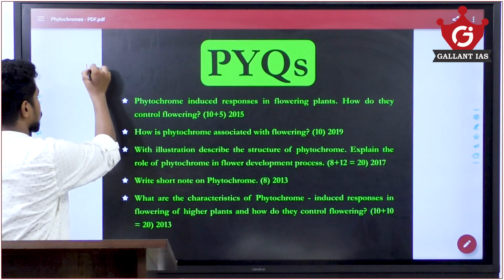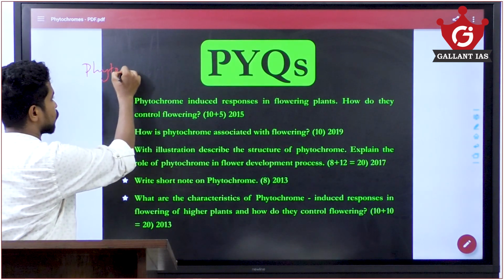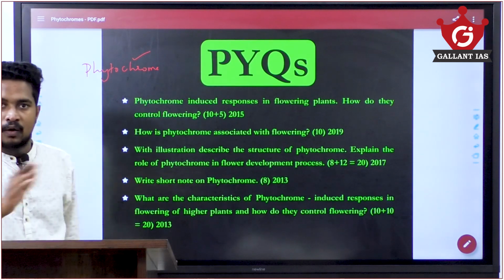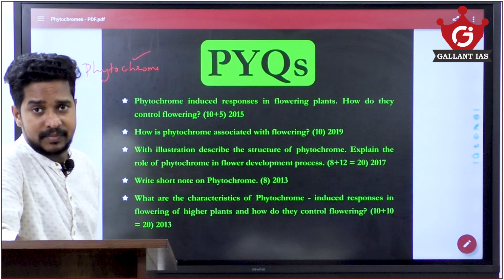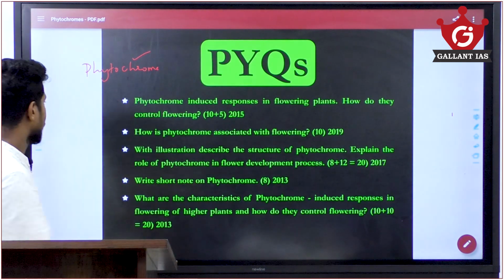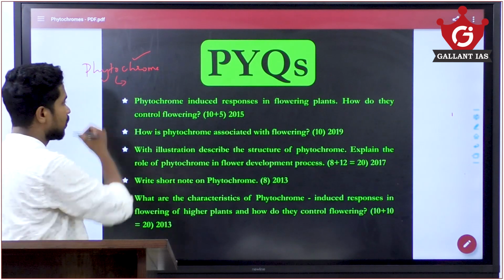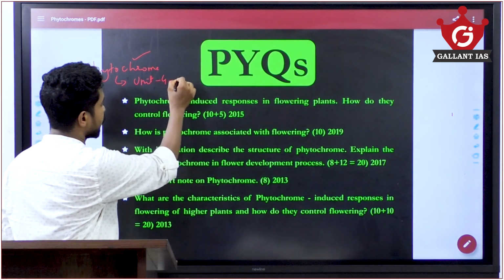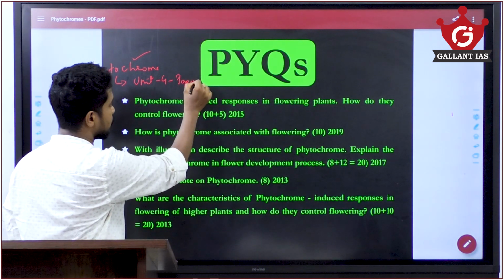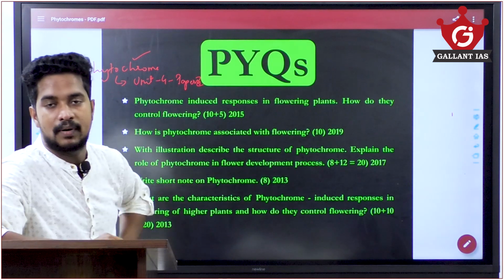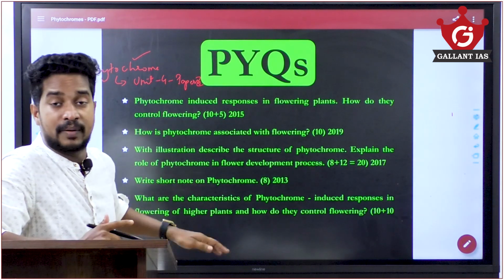Phytochrome. Actually, this phytochrome comes under Unit 4 of Paper 2, and it is an important topic from this unit.